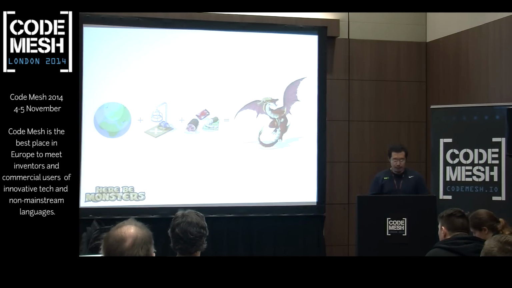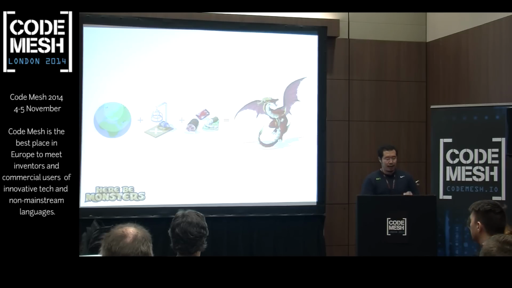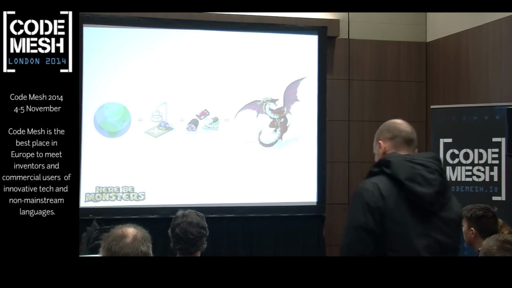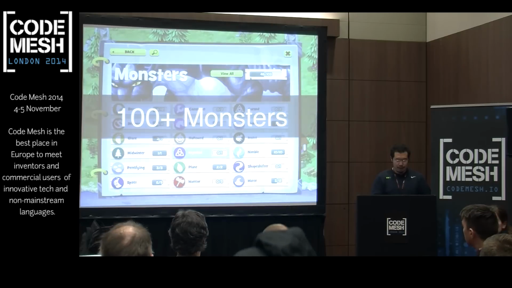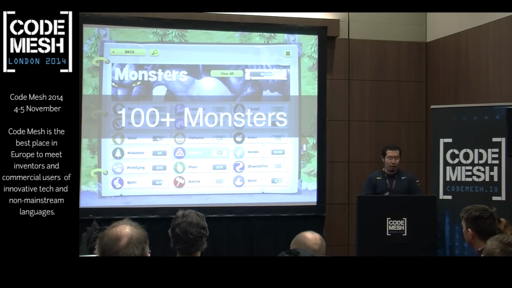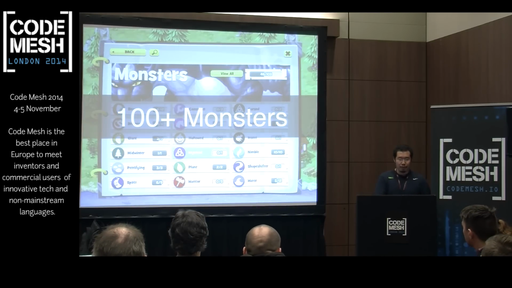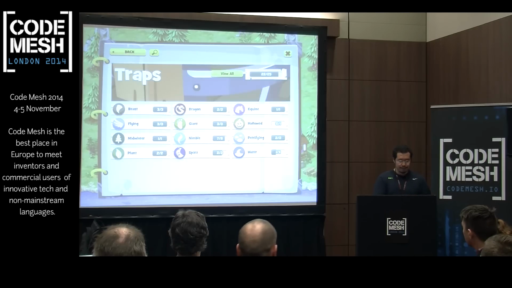Monster trapping is also a big part of the game. And to catch monsters, you need to be at the right place and using the right combination of trap and bait. There are over 100 different monsters in the game, and more are added every couple of weeks. And different types of monsters require different types of traps.